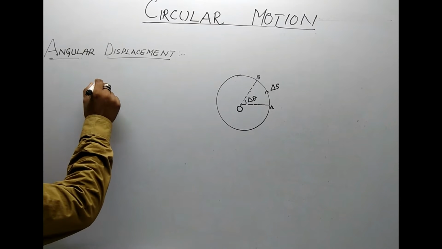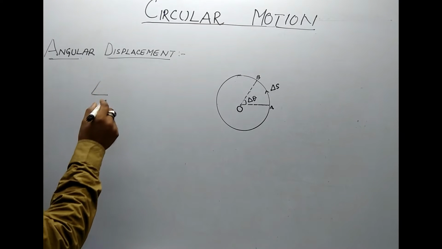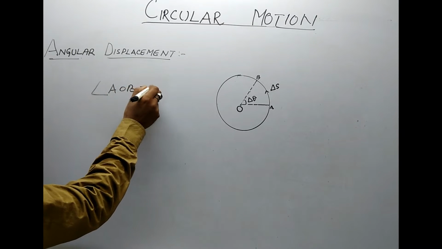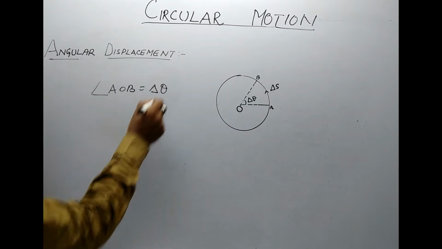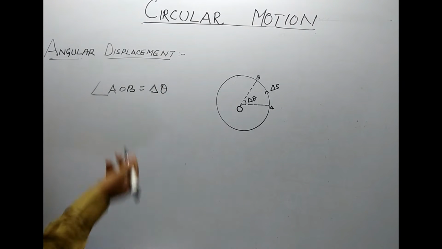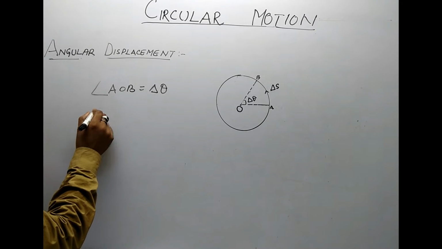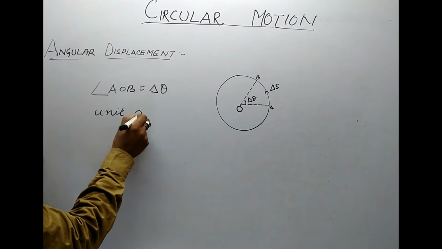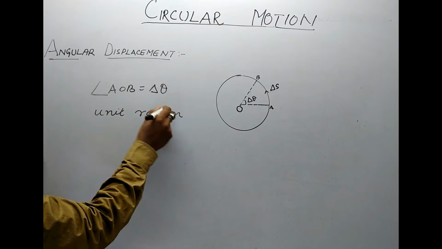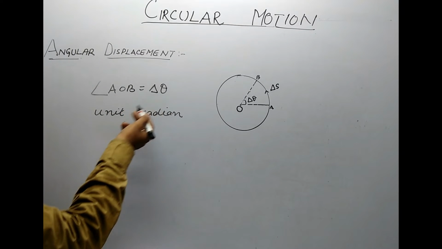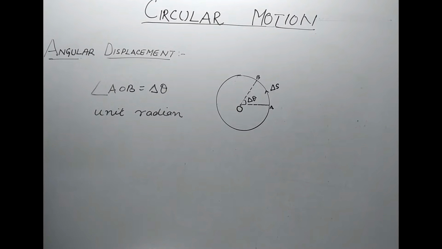That is angle AOB equal to delta theta, and this delta theta is called as angular displacement. Right. Its unit is radian. Now, this angular displacement has unit radian, but it is dimensionless quantity. It has unit, but it has no dimension.